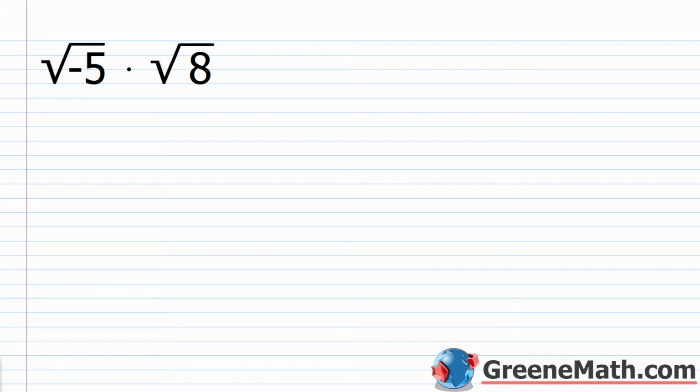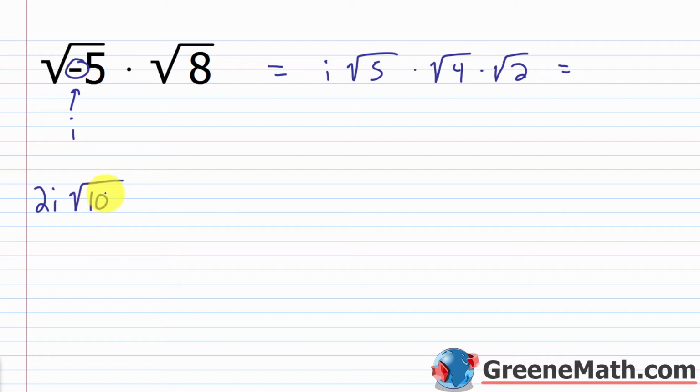All right, what about the square root of -5 times the square root of 8? So again, if I see this, I'll replace it with i. So this is i times the square root of 5 multiplied by, for the square root of 8, we'll put the square root of 4 times the square root of 2. So we'll end up with i out in front, times the square root of 4 is 2, so let's put 2i out in front actually, times the square root of 5 times the square root of 2. The square root of 5 times the square root of 2 would be the square root of 10. So this would be 2i times the square root of 10.